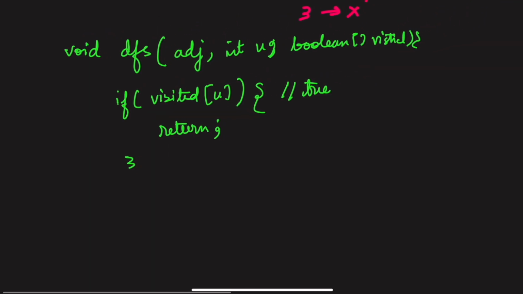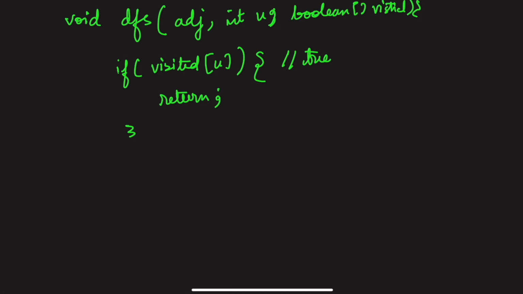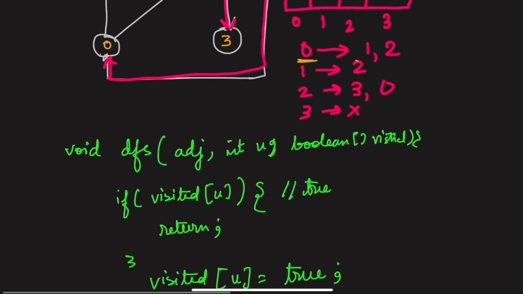Now here comes the main part. Since the node we are currently visiting is not visited, we are going to mark it as visited. So we are going to write visited of u is equal to true. Okay, so now we marked it as visited. Now what we are going to do is visit each of its neighbors, right? Like from 0 we are going to visit 1 and 2, from 1 to 2, from 2 to 3 and 0. Okay, so we are going to visit that.